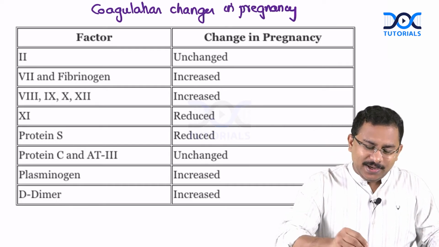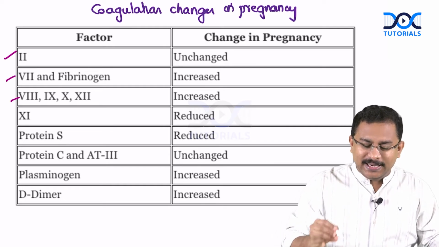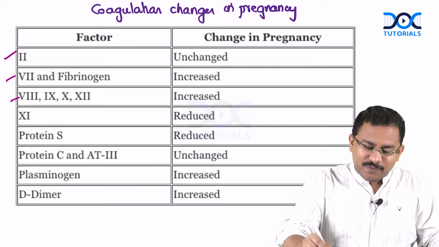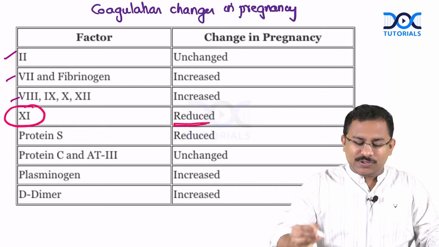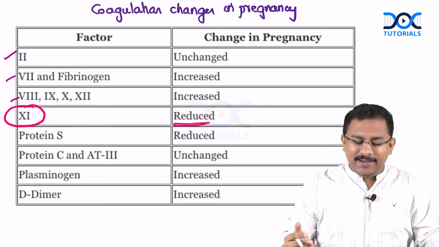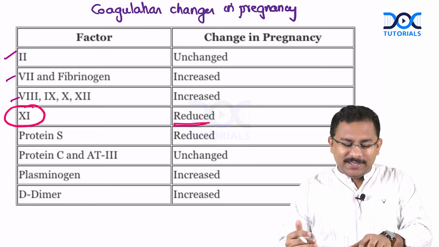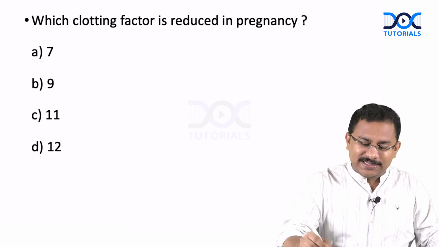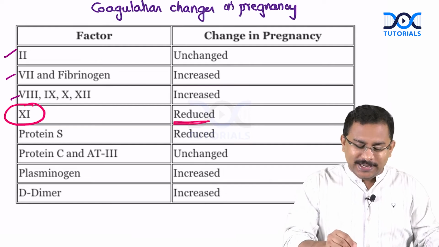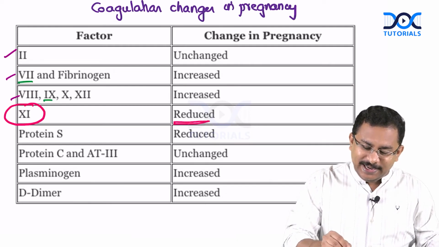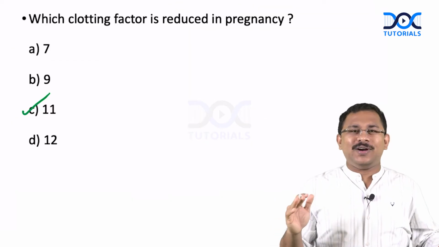So you can see that clotting factor 2 is unchanged, 7 and fibrinogen increased, 8, 9, 10 and 12 are increased, but very important, you see clotting factor 11 is reduced. Protein S is reduced, C and antithrombin 3 unchanged, plasminogen increased, D dimer increased. So in this question, which clotting factor is reduced in pregnancy? It is going to be 11. 7, 9 and 12 are all increased in pregnancy. So this is a simple, straightforward, factual question.